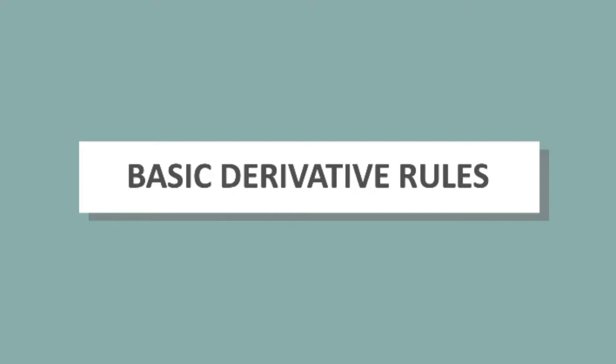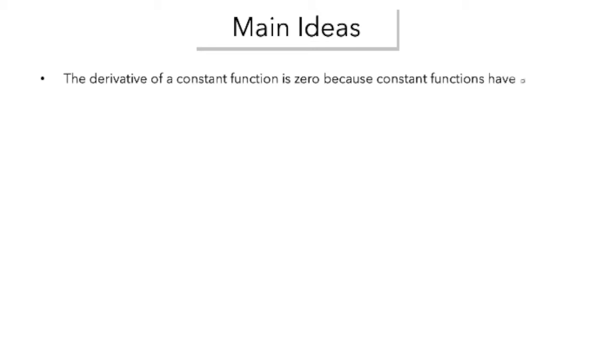In this video, we'll look at some basic derivative rules. Here are the main points to be addressed in the video. The derivative of a constant function is 0 because constant functions have a rate of change of 0 at all input values in their domain.